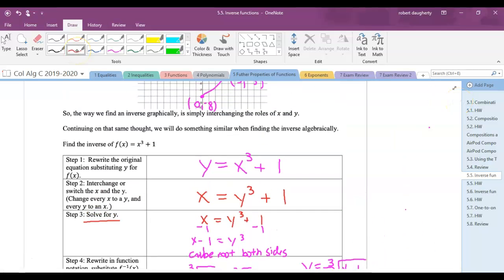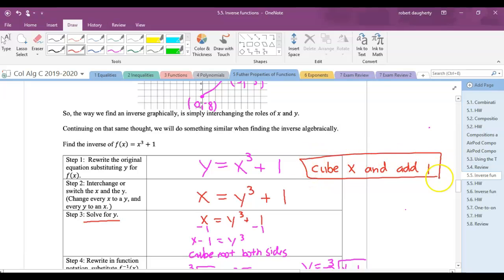In English, what is happening? Just tell me through, in English words, what is happening here. You start with x, and what are you doing? You cube x, and you what? Add 1. So in English, this is to cube x and add 1. Okay? That's what the function f does. So I cube x and add 1.